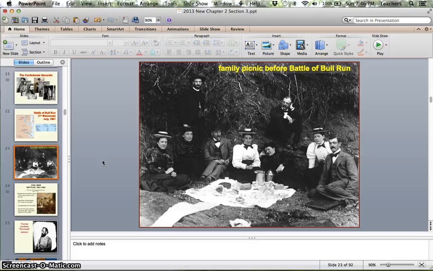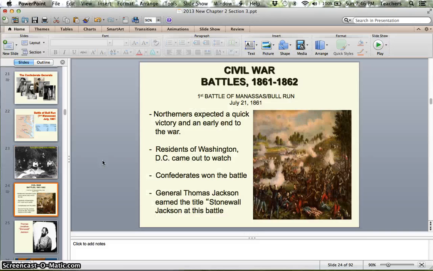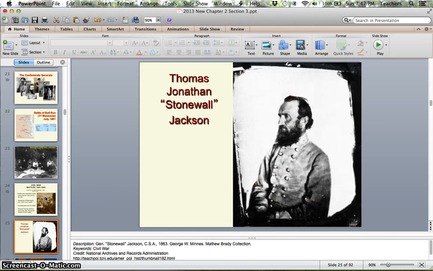The South would get their butt beat, and then the war would eventually be over in a few months. But it didn't turn out that way. In fact, the South is going to win the Battle of Bull Run. In fact, the South is going to win many battles in the first couple of years of the war, 1861 to 1862. Again, better generals. General Thomas Jackson stood there like a stone wall with his Virginia men and made them charge the North. The North was so confused that they retreated.